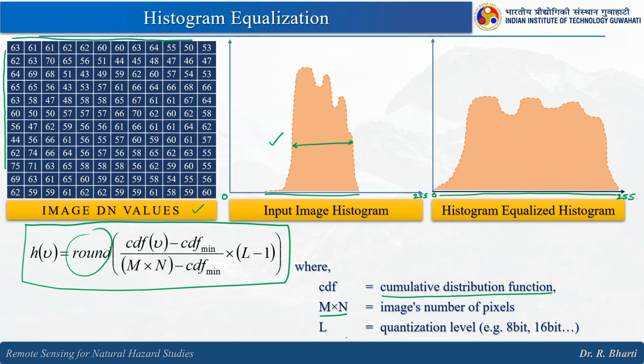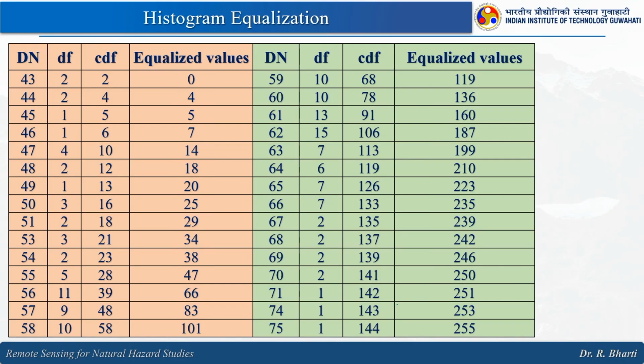So, this is m by n, and L is your quantization level, that is 8-bit, 16-bit. In this case we have considered 0 to 255. So, this is an 8-bit example, right. The same matrix has been used here in this table.